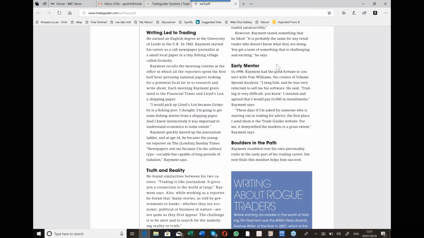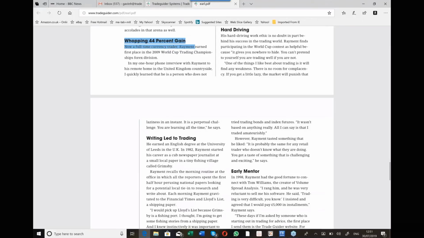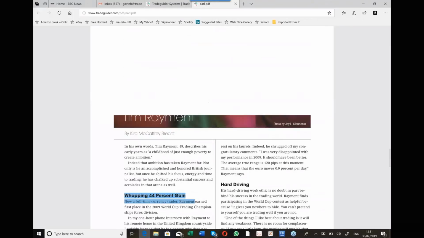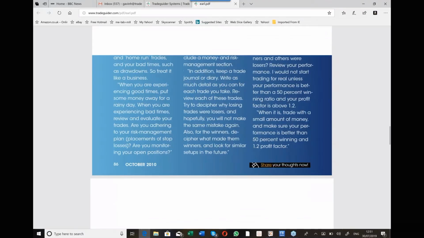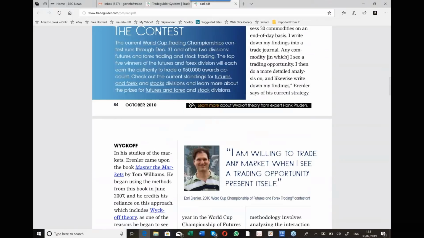These days, if I'm asked by someone who is starting out in trading for advice, the first place I send them is the Trade Guider website. For me, it demystified the markets to a great extent, Raymond says. The article is incredibly knowledgeable and interesting. I strongly suggest you have a look at it. But most importantly, it talks about the Wyckoff method in all of these articles.